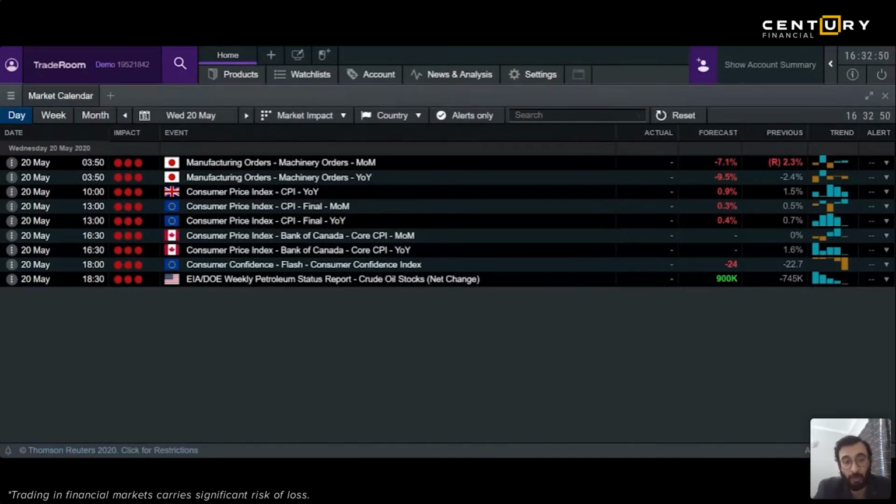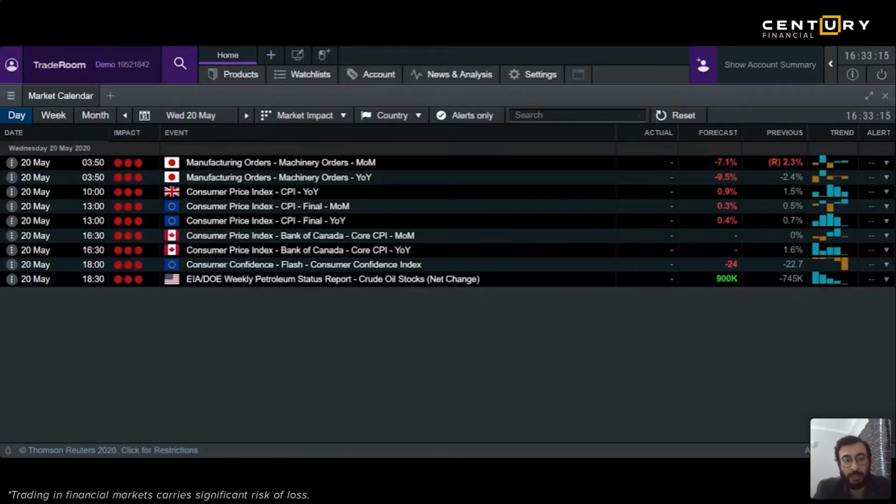And what is the data? Manufacturing orders, month on month, and manufacturing orders, year on year. When you see this economic data, on the right side you see that there is a forecast and a previous, and then there is a trend. Forecast means the expectation of the data. The previous means how it was at the previous point, and actual means the data when it comes at 3:50 a.m., so you can see the difference.